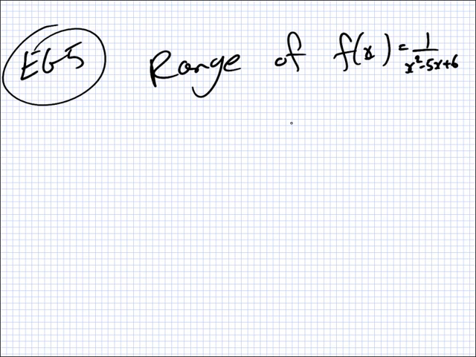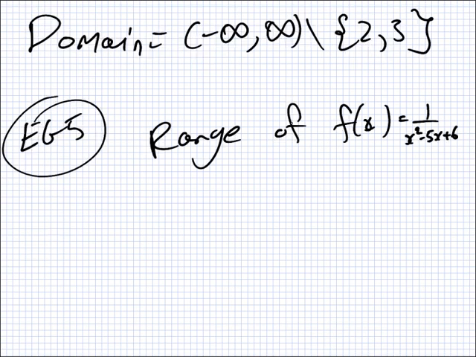Could you get positives? You could. Could you get negatives? You could. Could you get 0? No, because the only way a fraction could be 0 is if the top is 0, which it can never be. So, okay, we know we can't get 0. But could we get like the number 1? We don't know. So we need a process here.